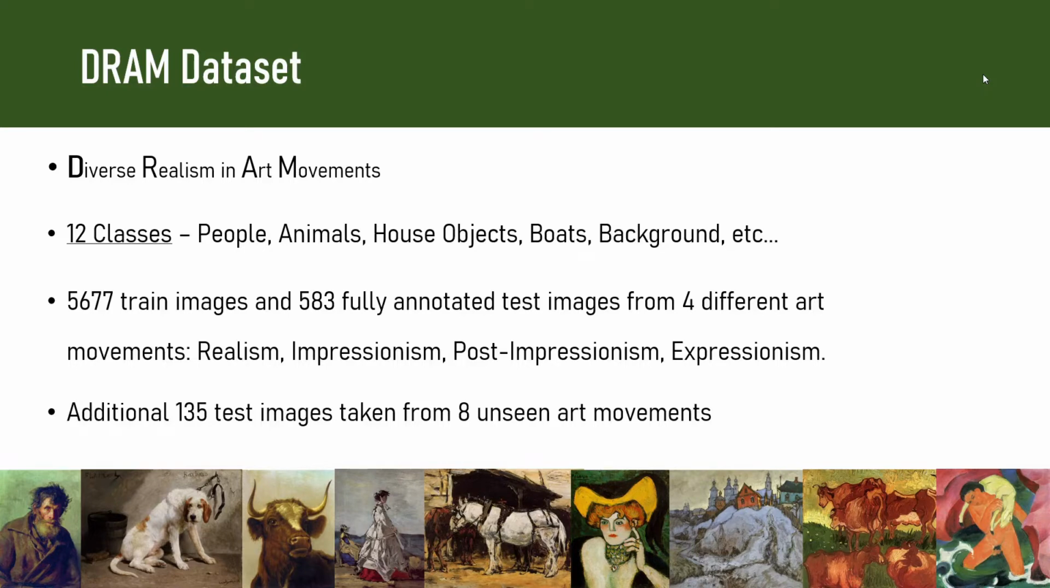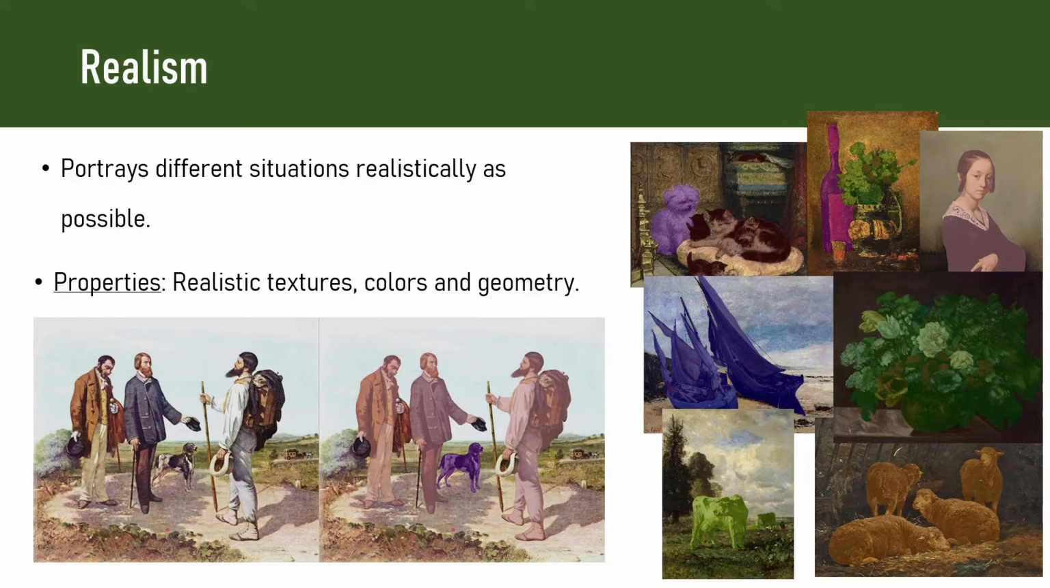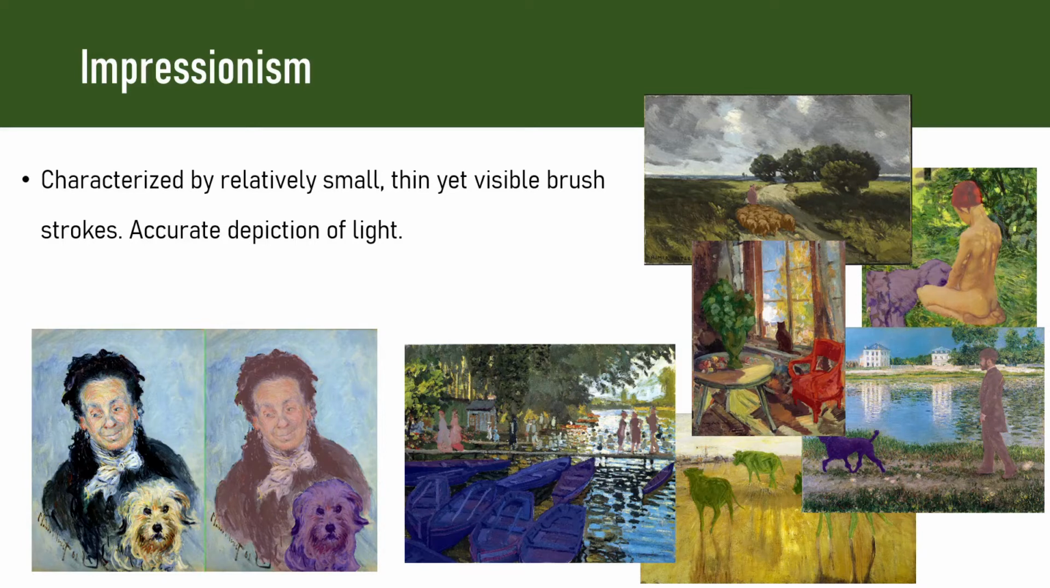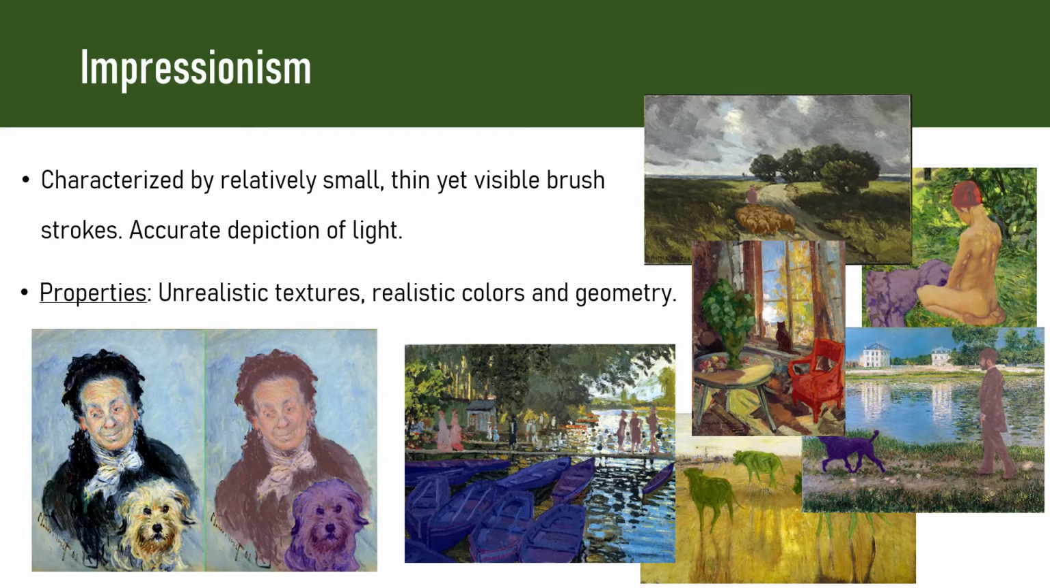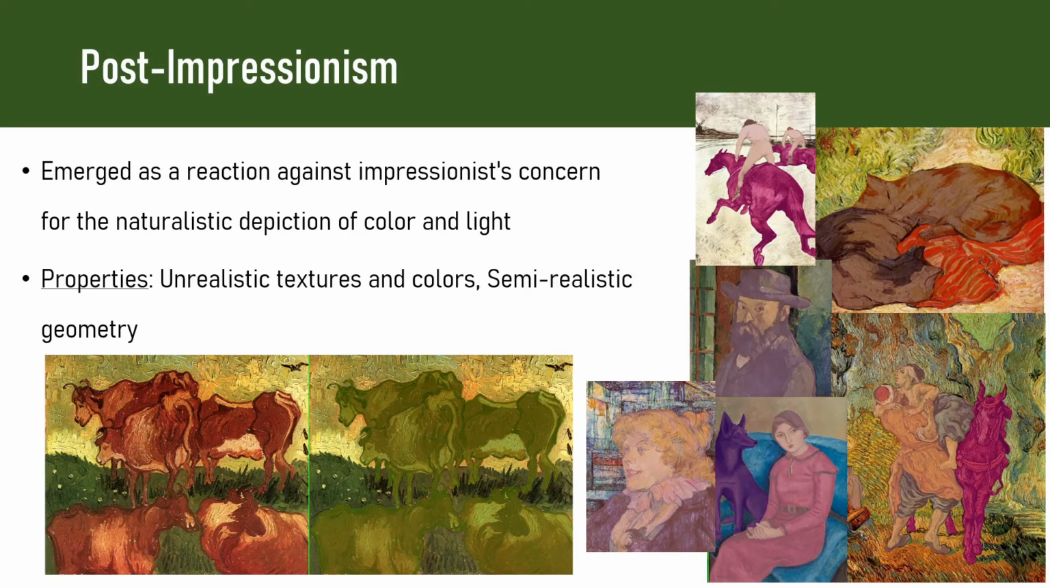Let's have a closer look at the art movements of DRUM. Realism is an art movement which tries to portray situations as realistically as possible. Its artistic properties are that it's realistic in textures, colors, and geometry. Impressionism is an art movement which is characterized by relatively small, thin, but yet visible brushstrokes which give it an unnatural texture, although it still puts an emphasis on an accurate depiction of light. Its properties are unrealistic textures, but realistic colors and geometry. Post-Impressionism is a movement which emerged as a reaction against the Impressionists' concern for a natural depiction of color and light. Its artistic properties are that it's unrealistic in textures and colors, and it starts also to be a little bit unrealistic when it comes to geometry.